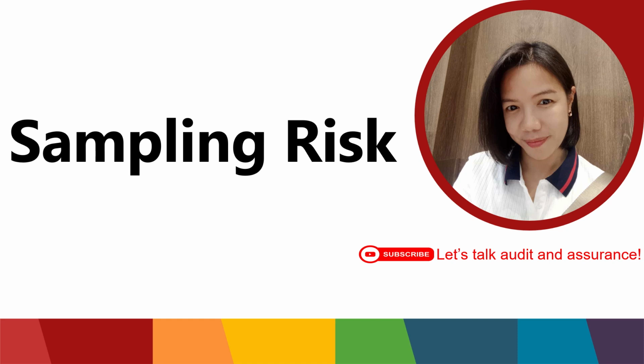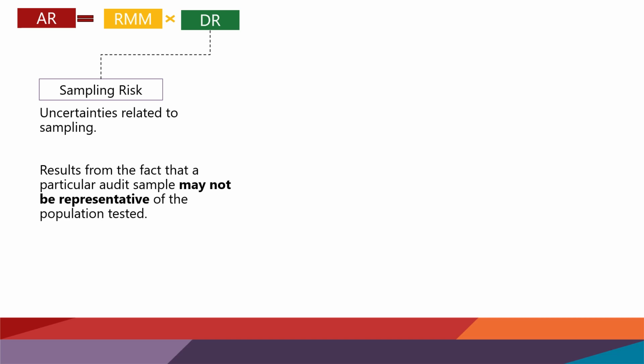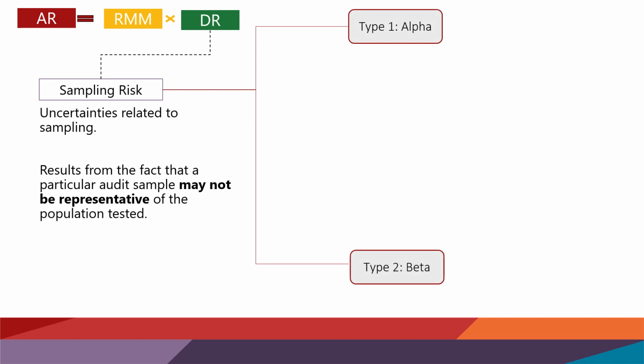Let us now put the highlight on sampling risk. Now, while we know that sampling risk is the risk that you were able to get a sample that is not representative of the population, we must now understand that there are actually two types of sampling risk. There is what we call the type 1 or the alpha risk and the type 2 or the beta risk.